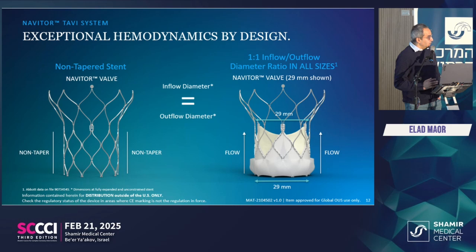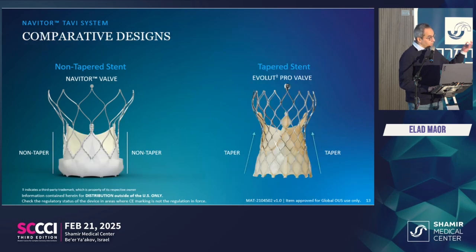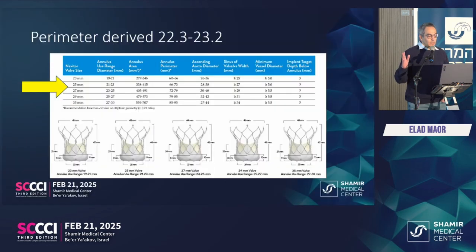We have good experience with the Navitor. It gives us good hemodynamics. One of the reasons we decided to go with Navitor was because of relatively small sinuses and the fact that we wanted to have good hemodynamics for the future. It's important for the case to understand the anatomy of the Navitor. That's why I'm showing you these pictures. So the perimeter derived was between 22.3 and 23.2. So it's the borderline between 25 and 27. So I decided to go with the 27. We're thinking about larger area, larger orifice.